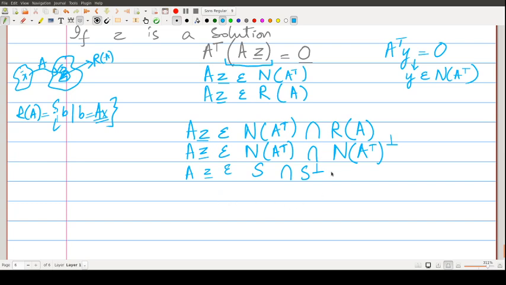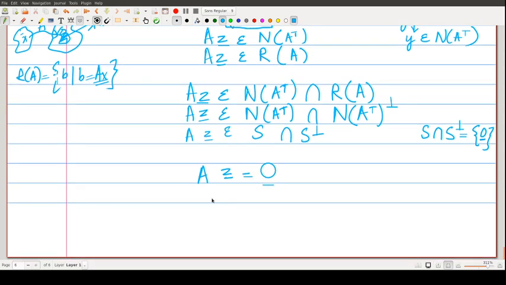And you should recall that the orthogonal complement and the subspace itself have nothing in common. Their intersection is just the zero vector, which guarantees me the following. It tells me that Az must be equal to 0, that this column vector has to be 0.